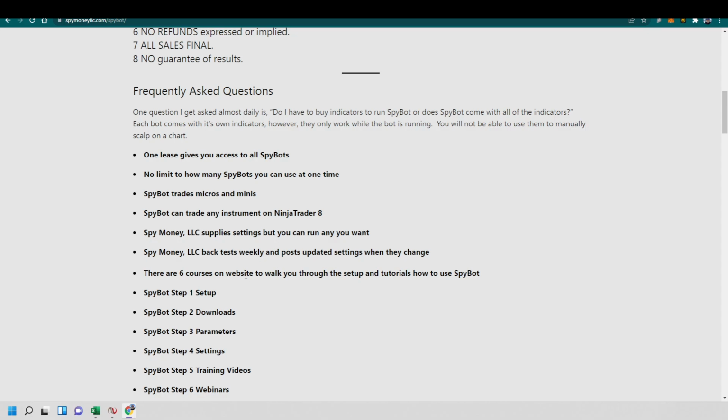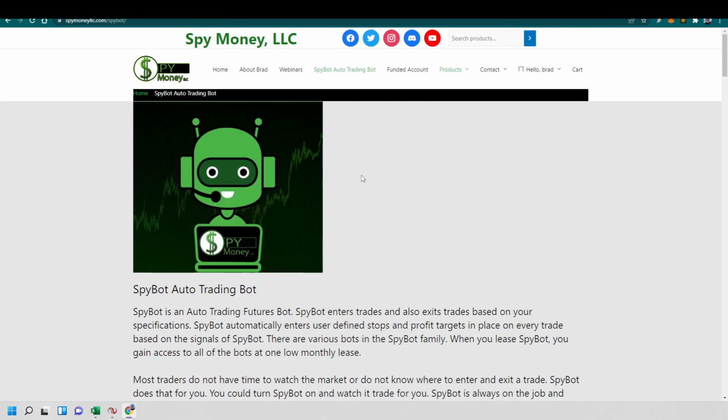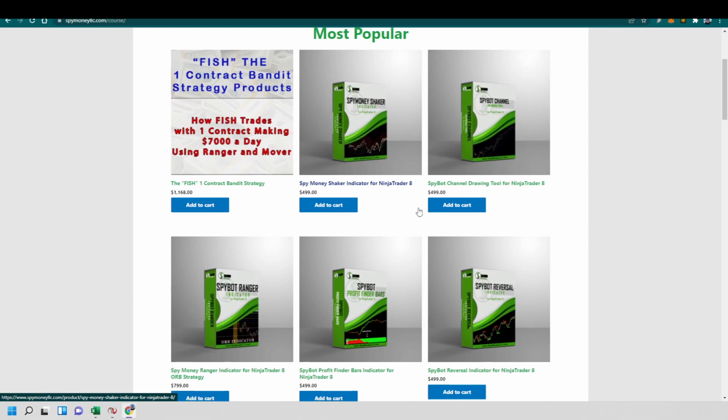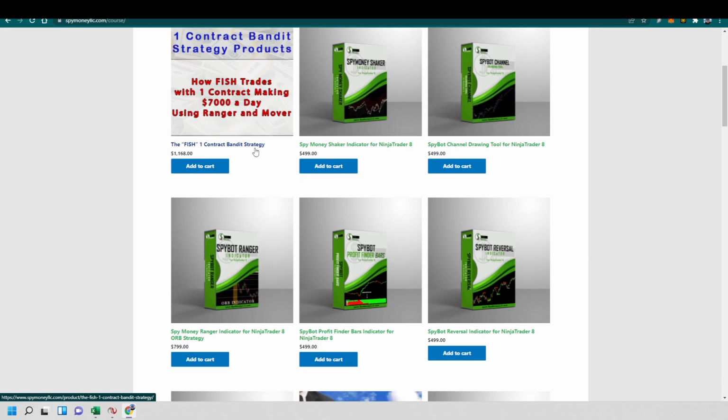Also, when you lease SpyBot, you get all of our training courses. So any course that you see on here other than the owner finance course, you get all of these on there. You got the strategy talking about the one contract bandit fish. You will get the strategy that is actually Ranger. It's not really the strategy, but you will get the Ranger bot. It does not trade his strategy, but it does work. It'll show you a lot of things on it.